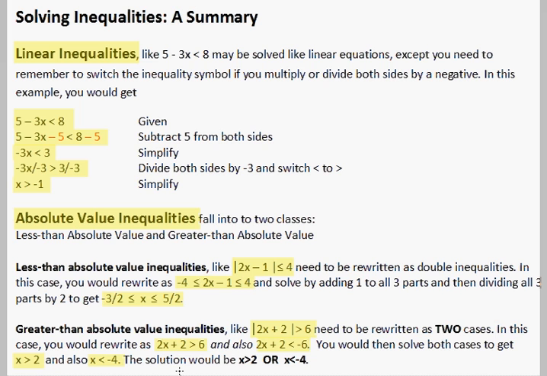This gives us two solutions on the number line that point outward. One solution points to the right, it's x greater than 2. The other solution points to the left, it's x less than negative 4. So greater than absolute value inequalities always have solutions that point outward. The less than absolute value inequalities always have a solution that is trapped between two values.